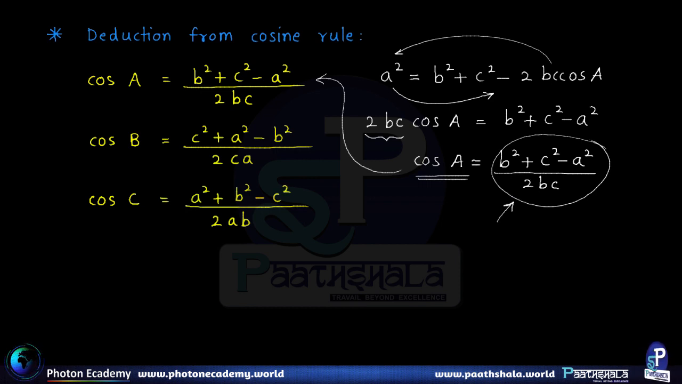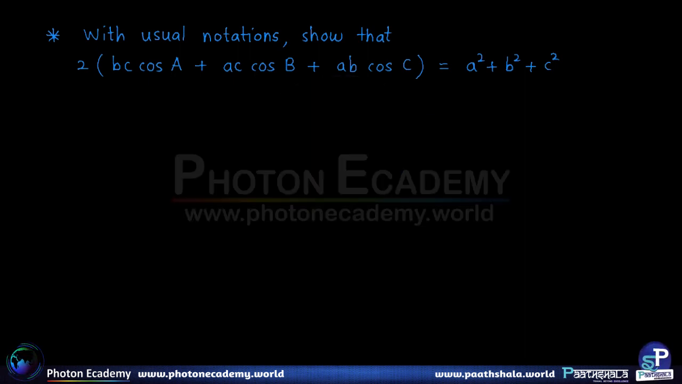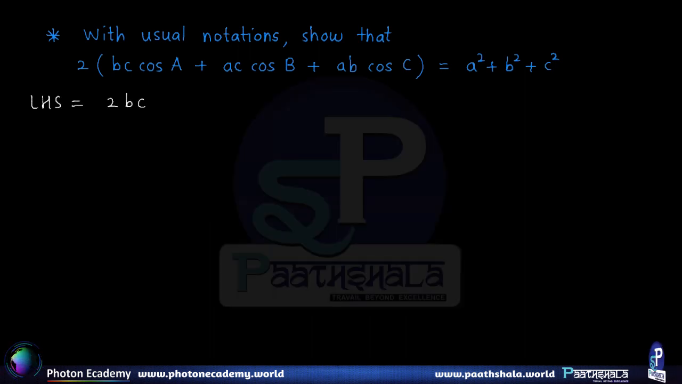Let us go ahead and see an example based on the cosine rule. With usual notations, show that 2 times (BC cos A plus AC cos B plus AB cos C) is equal to a square plus b square plus c square. Let us start off with the LHS. We can open the bracket and write 2BC cos A plus 2AC cos B plus 2AB cos C.